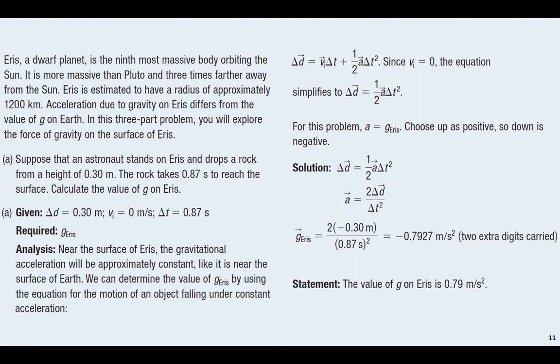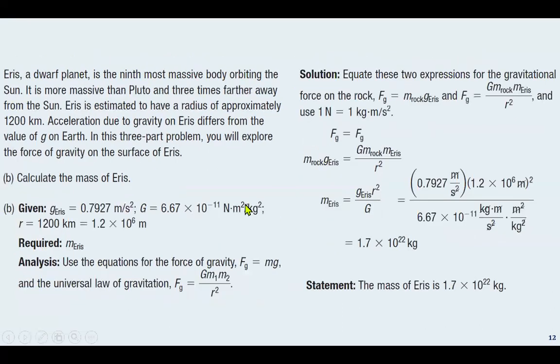Okay, for the second question, because we have just calculated the gravitational acceleration g_Eris, and we also know the gravitational constant and the distance between the centers of the two objects, r is 1,200 kilometers, which is 1.2 times 10 to the power of 6 meters. And this time we want to find the mass of Eris.